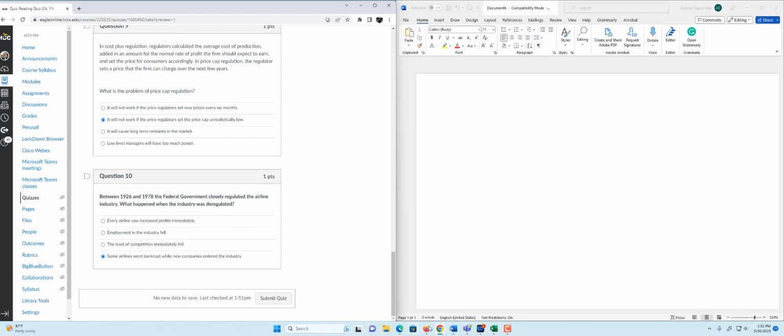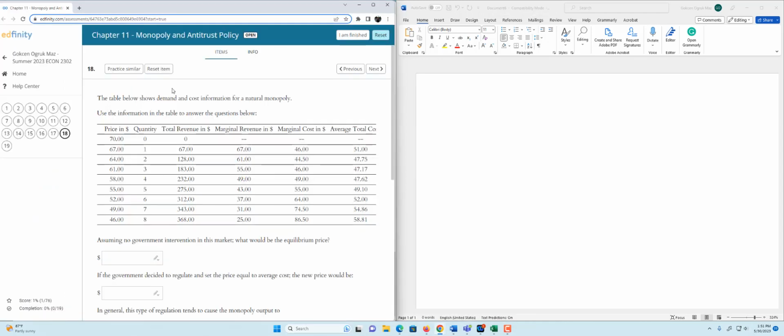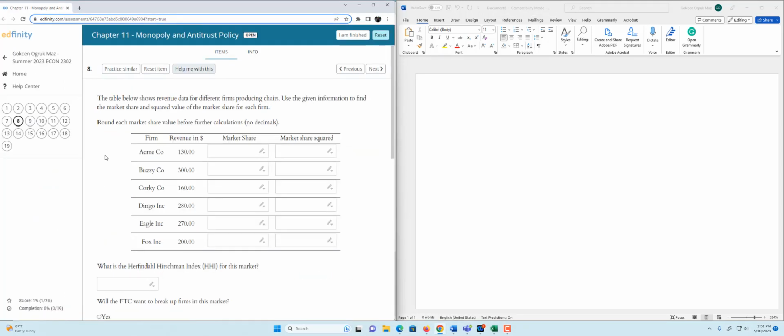So let's look at some questions from Edfinity, starting with question 8. The table below shows revenue data for different firms producing chairs. Use the given information to find the market share and squared value of the market share for each firm. So we are first calculating market share and then we are calculating the squared market share.